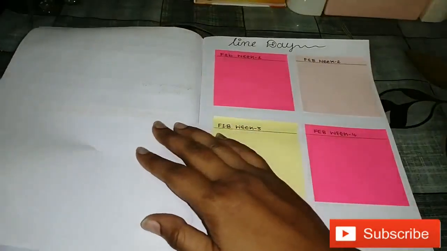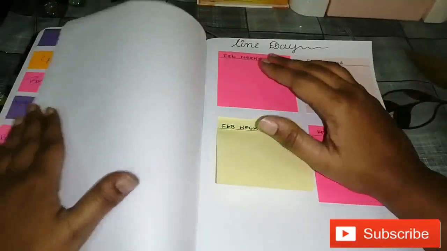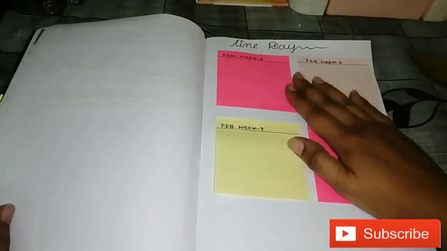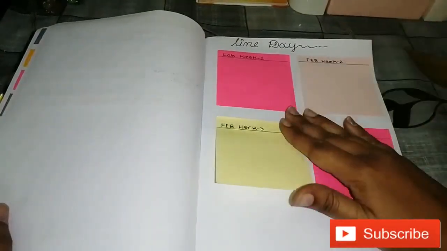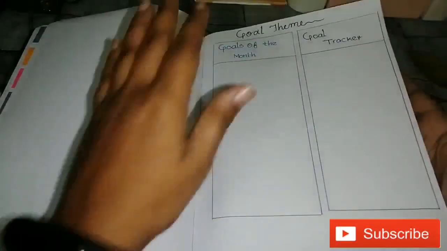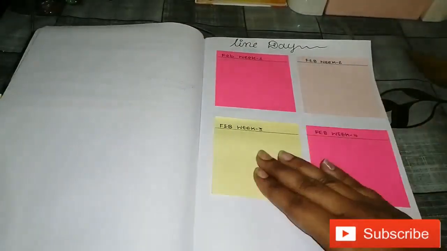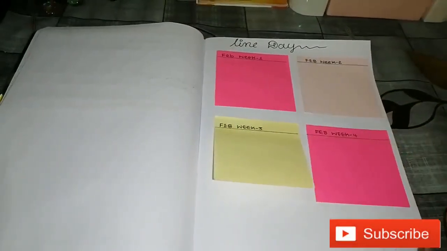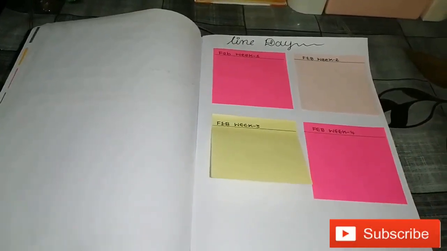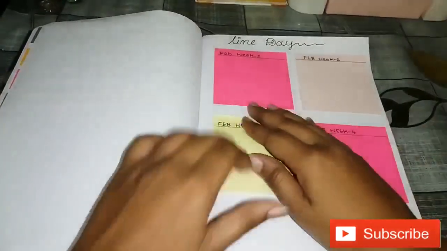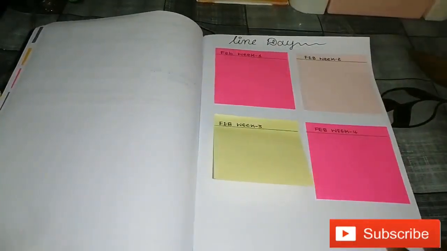And the next and last spread is a line a day, and in this line a day I set up my Feb week 1, Feb week 2, Feb week 3 and Feb week 4. Here I just want to write how my week went, and it is similar to last month's line a day spreads. And as you observe, this month's spreads are almost the same as the previous month. Only two spreads are different, that is the goal theme page and the line a day page. And yeah, this is my planner Feb 2020 spreads.